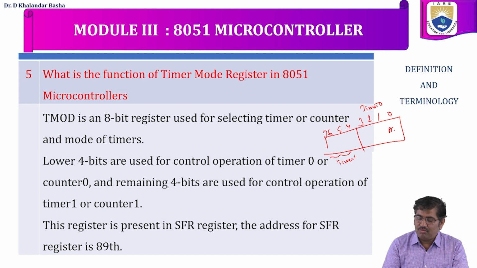Again here we have M0, M1 bits for configuring the mode. Next, to make it either a counter or a timer function, we have C by T bar. The lower 4 bits correspond to timer 0 or counter 0, whereas the upper 4 bits are used for control operation of timer 1 or counter 1. This register is present in the SFR. The SFR address for the TMOD register is 89H.